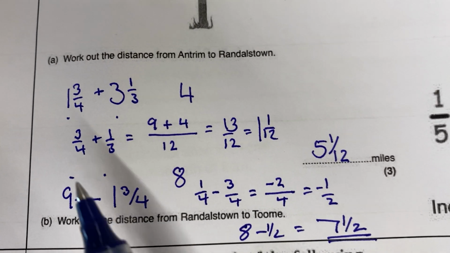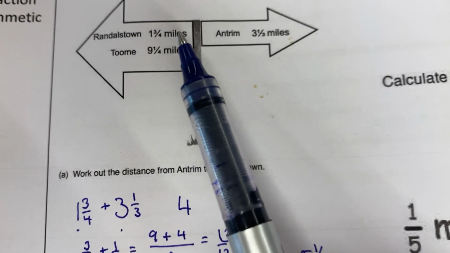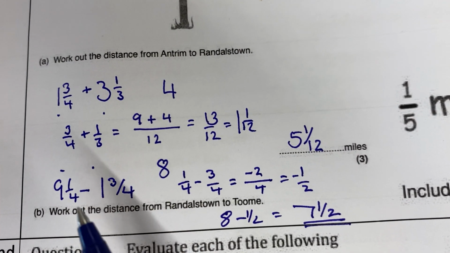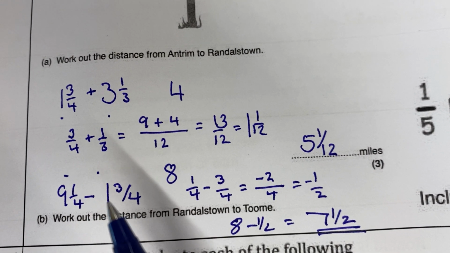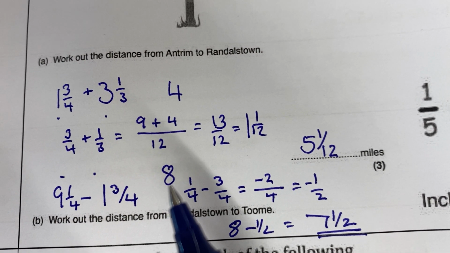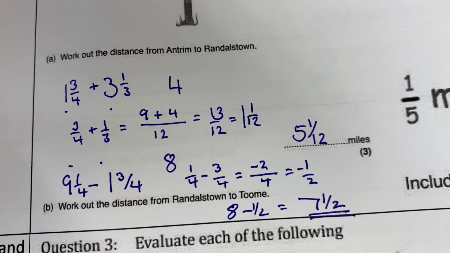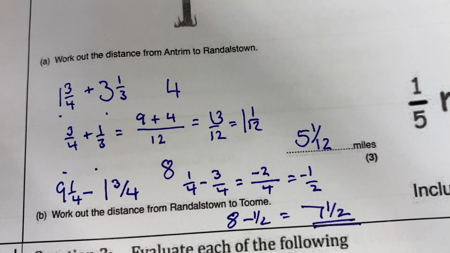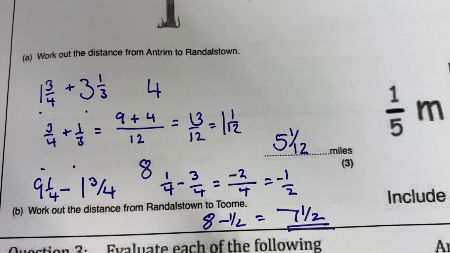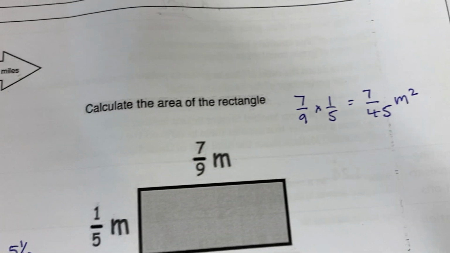So then it says here, work out the distance from Rattlesnake to Tomb. So here we go, it's from there to there, so it's a difference. I'm going to take the highest minus the lowest one. Now what I'm going to do here is 9 take away 1 is 8, and then a quarter take away 3/4 is minus a half. I think it makes it easier in this particular case. So it's literally going to be 8 minus a half, which is 7.5.